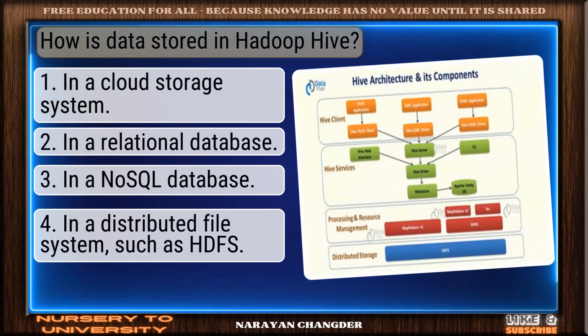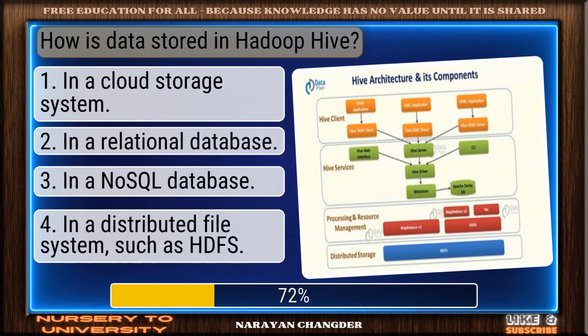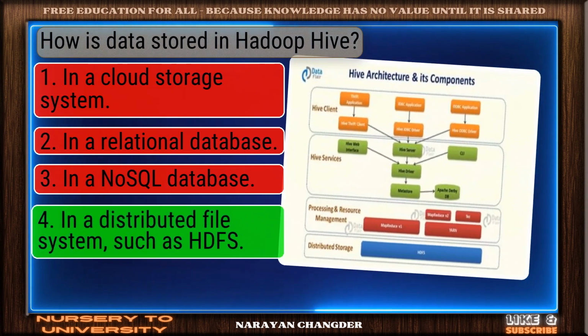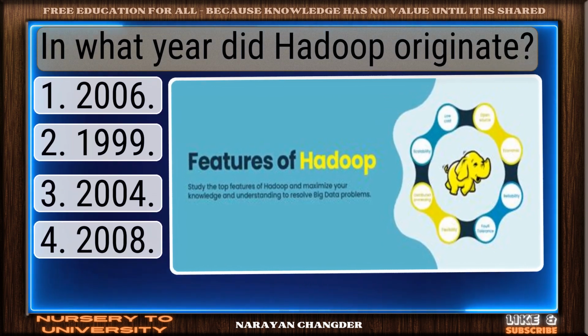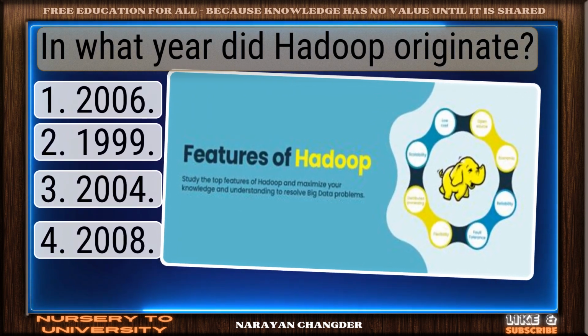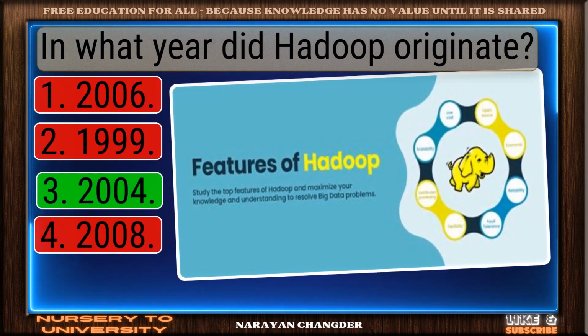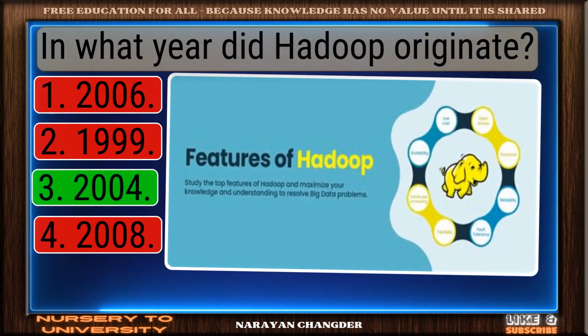Question number 59. How is data stored in Hadoop Hive? You chose in a distributed file system such as HDFS, and it is correct. Question number 60. In what year did Hadoop originate? On track. 2004 is the correct answer.